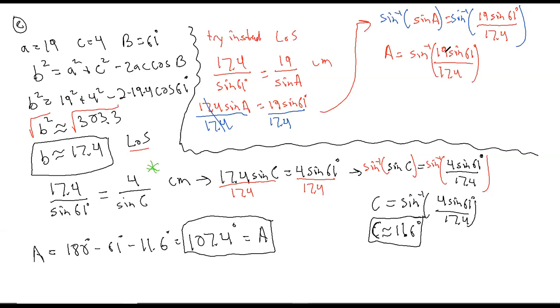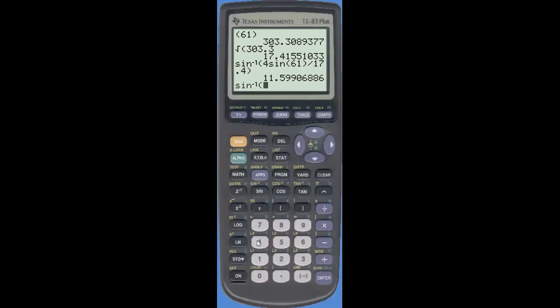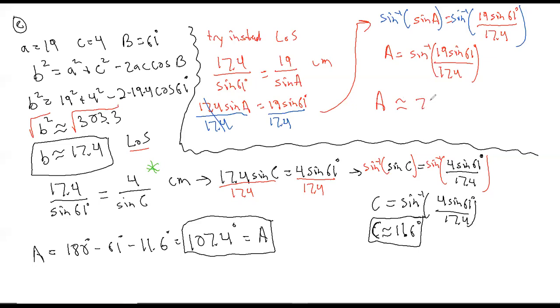So let's type that in our calculator. Inverse sine of 19 sine 61 divided by 17.4. And we get, wait, what? 72.8. So A is approximately 72.8 degrees. Wait a minute. This does not agree with this.